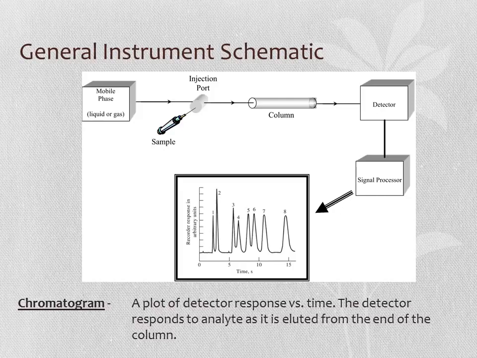And your chromatogram is this plot of time versus response. And the very first thing to come out is the thing that is less likely to interact with the column. It's really in the mobile phase, it rushes through, and then on towards things that are more and more retained by the column.